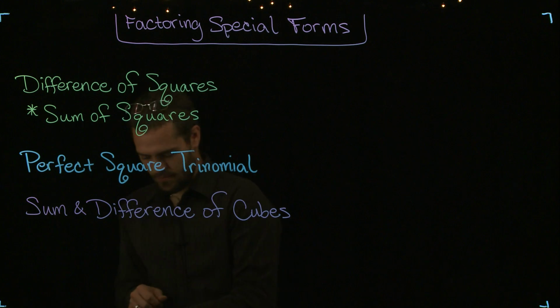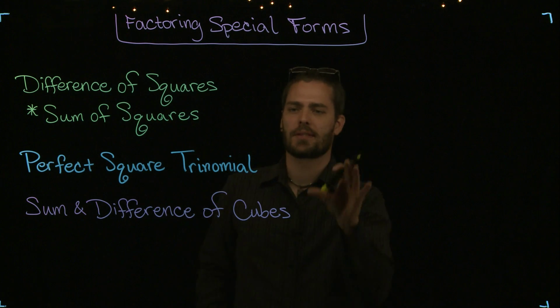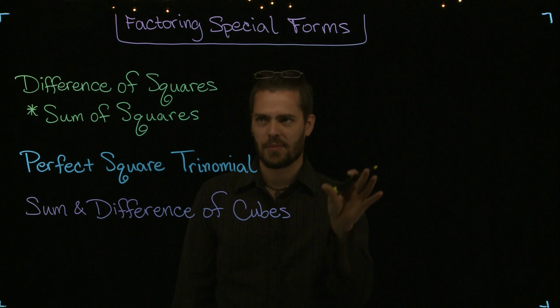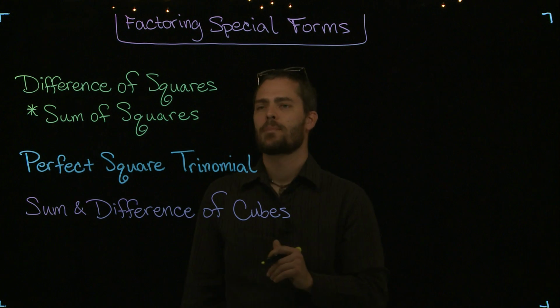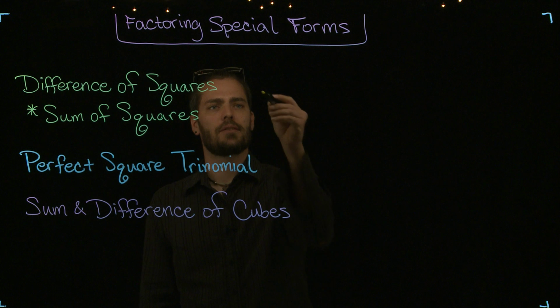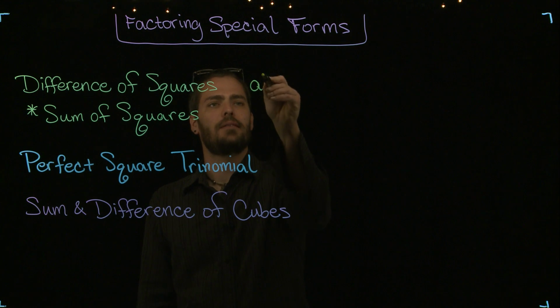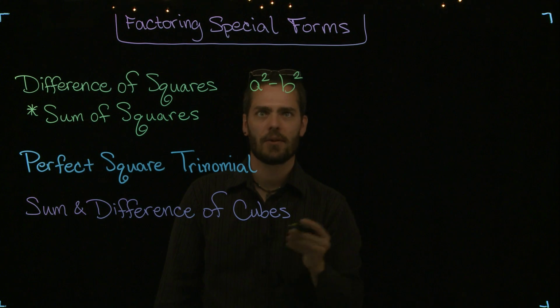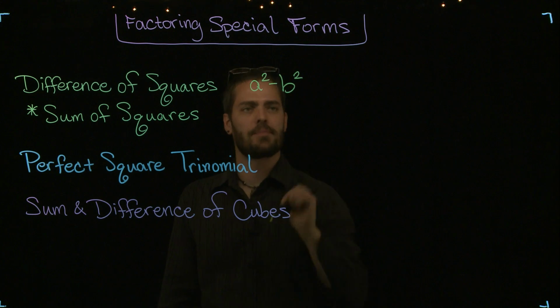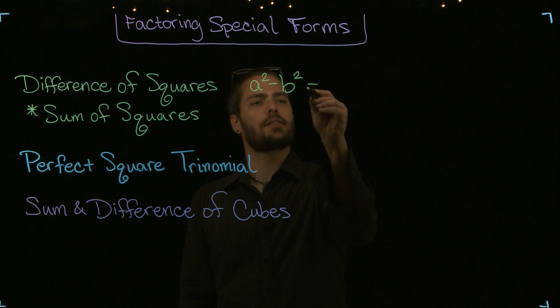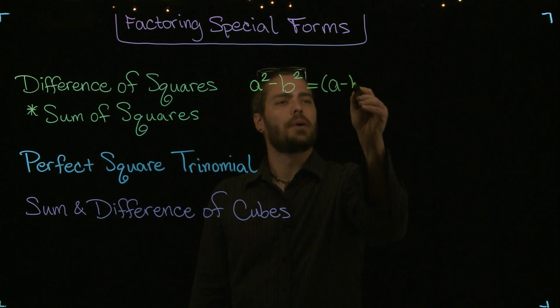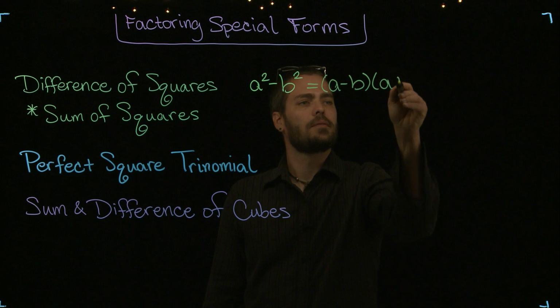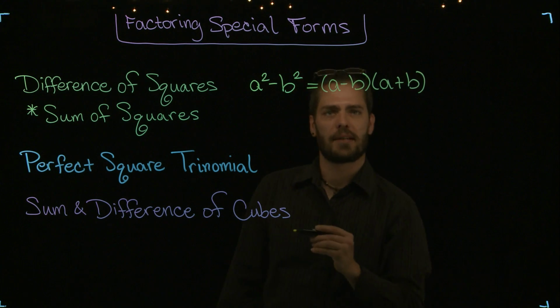So let me show you the map I was talking about, and then we'll get into specific videos on each one of these. So the first one, the difference of squares, looks like a squared minus b squared, which makes perfect sense, the difference of squares. That always factors to a minus b times a plus b.